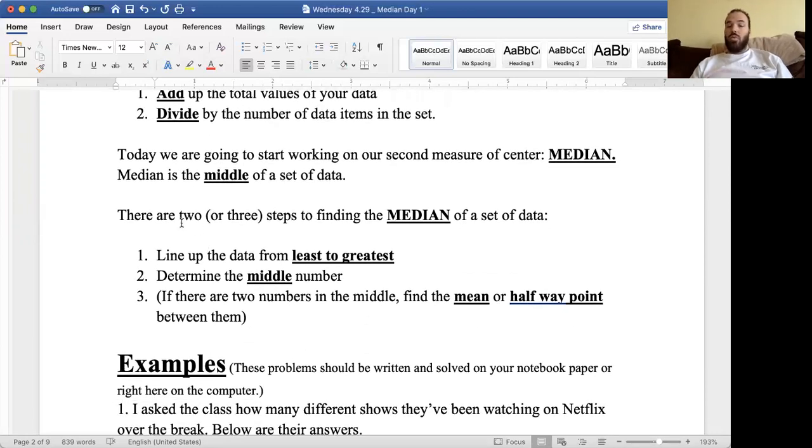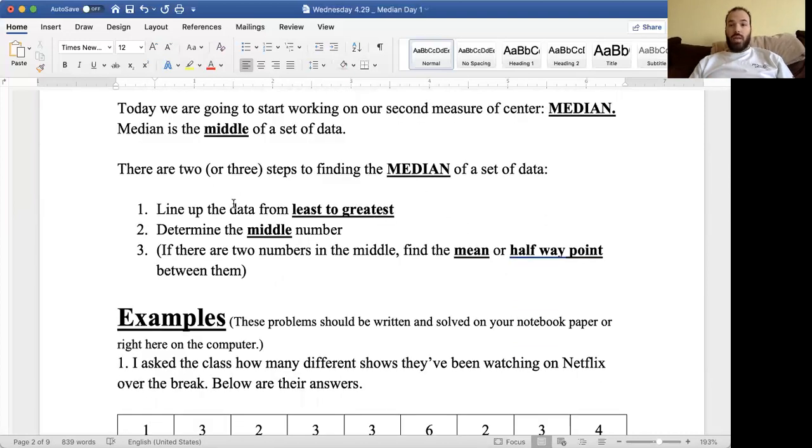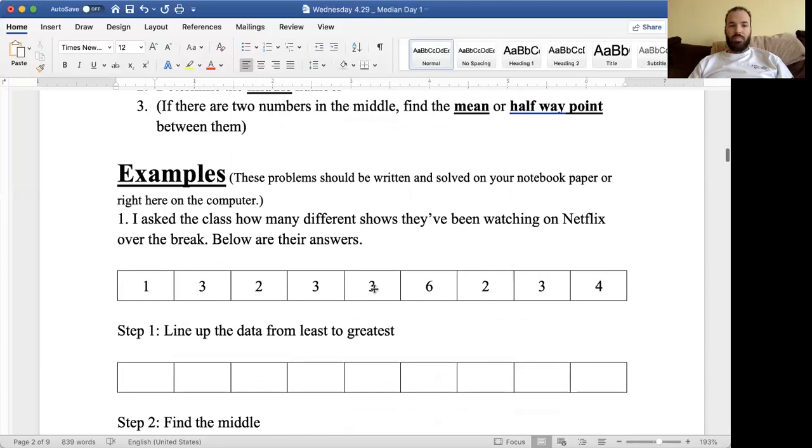There are either 2 or 3 steps to find the median of a set of data. The first step, which you always have to do first, is line up all the data from least to greatest. So you'll start with the lowest number and then line them up all the way to the biggest number. Next, you're going to find the middle of those numbers. And if there's 2 numbers in the middle, we're going to have to find the middle of those 2 numbers. So let's look at how this looks.